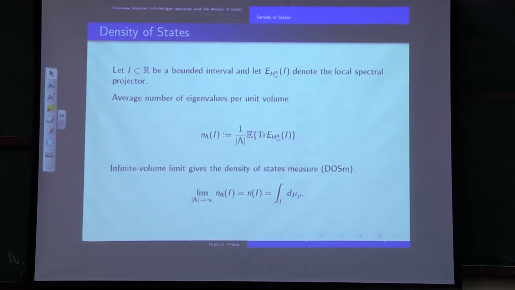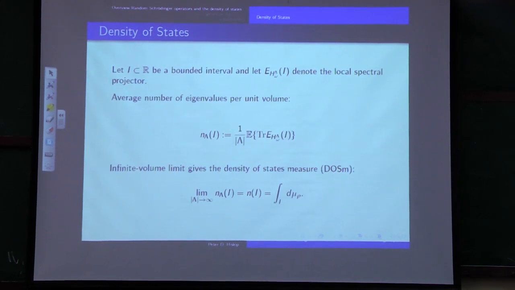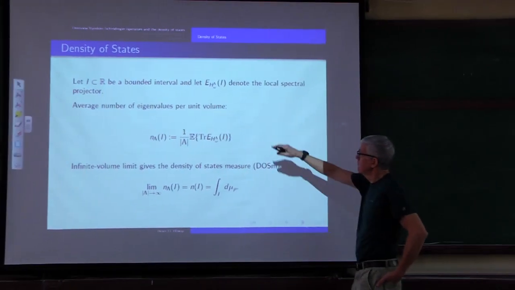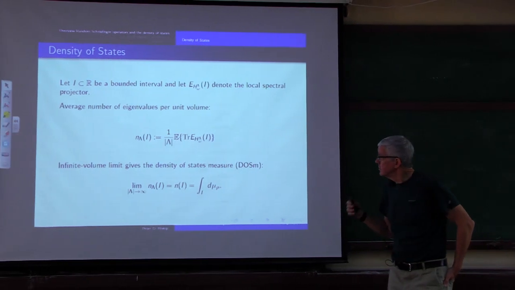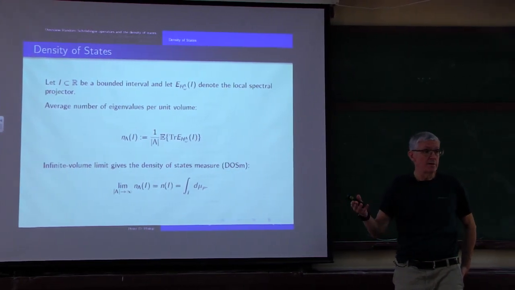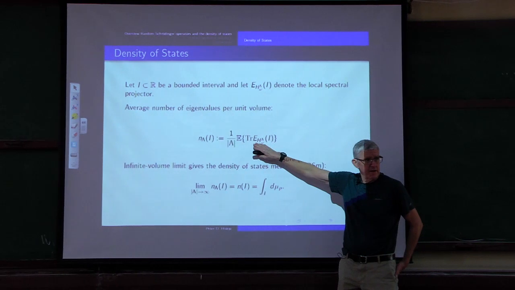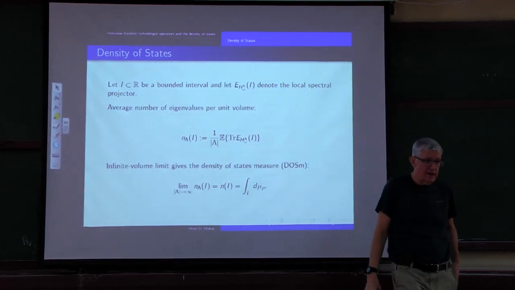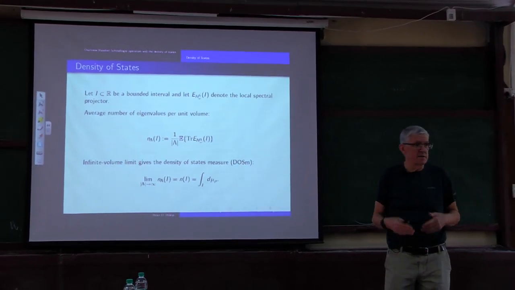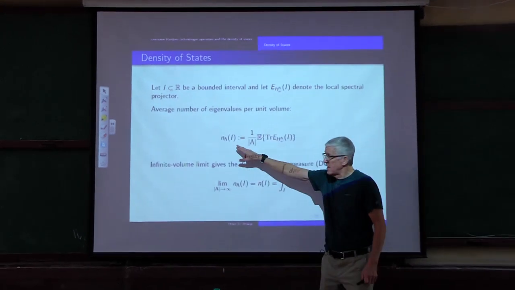The density of states, in some sense, is a normalized counting of the number of eigenvalues. So if you fix an interval of energy, let's say I, which of course is a subset of the real line, and denote by E sub Lambda of I the spectral projector for that self-adjoint operator in I, the trace of that is just the number of eigenvalues of that operator in the interval I. I want to regularize that by taking the expectation with respect to the finitely many random variables for the system in the box. So I take the expectation of the number of eigenvalues, divide by the volume of the box. That's the normalized number of eigenvalues per unit volume for that operator. I'll write that as n sub Lambda of I.